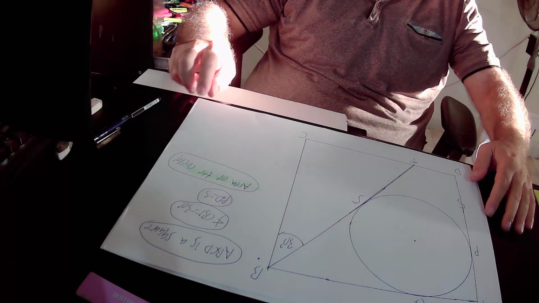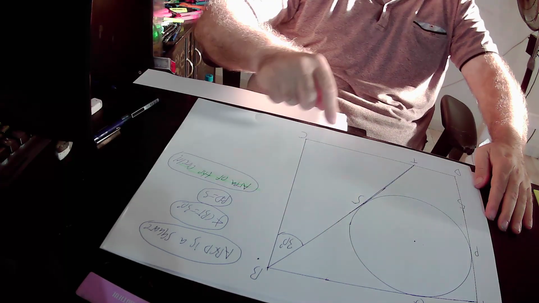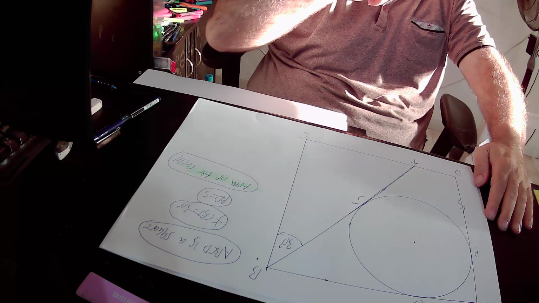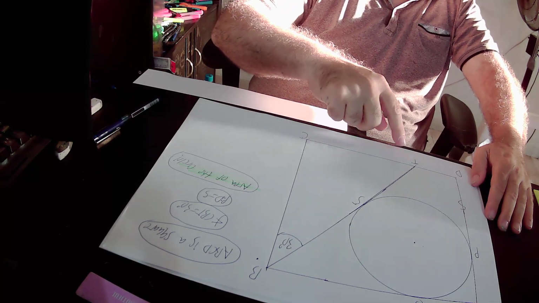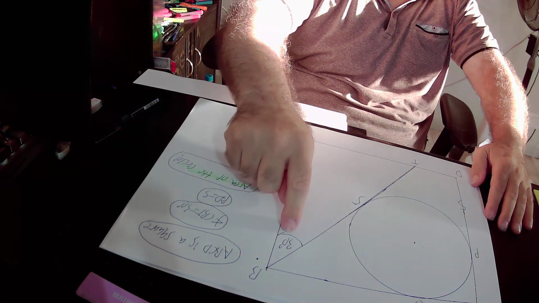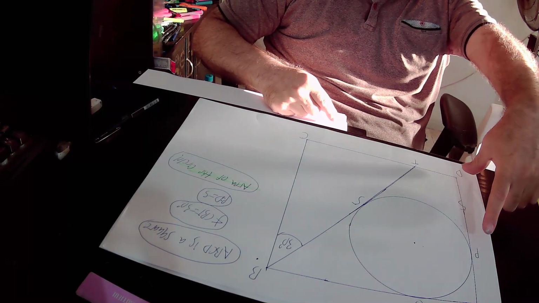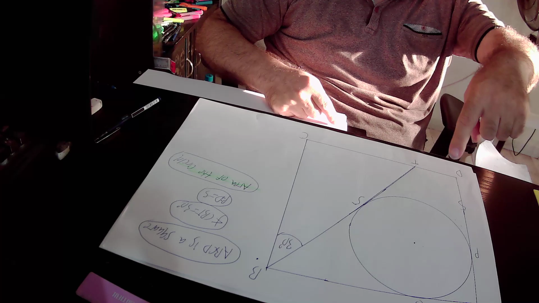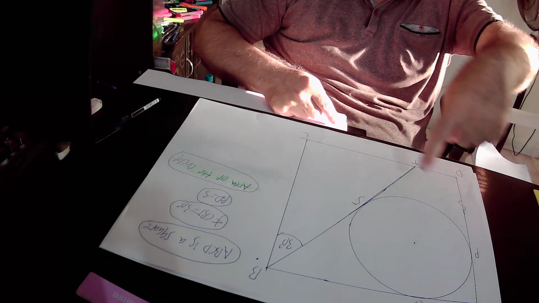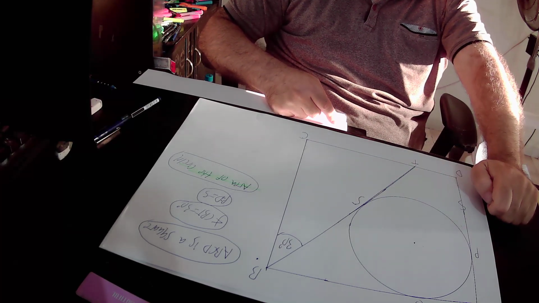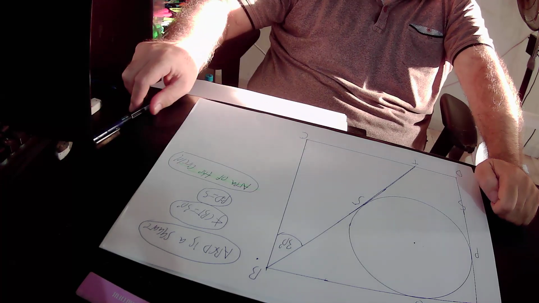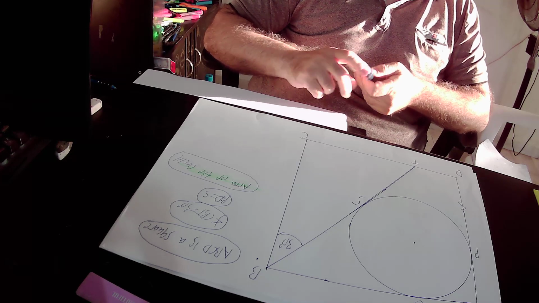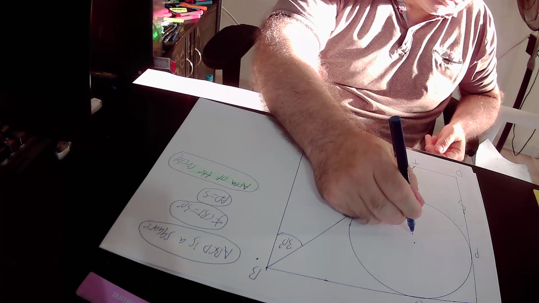In the drawing we have square ABCD. Inside square ABCD we have a circle. We know that angle TBC equals 30 degrees, line segment PD equals 5 units, and our mission is to find out the area of this circle that is inside square ABCD. So first of all, we will define the center of this circle as O.